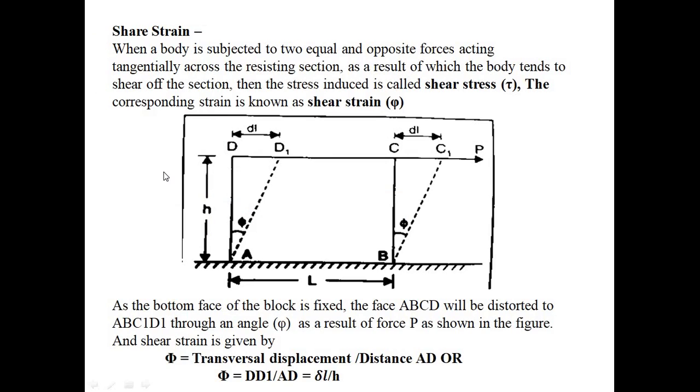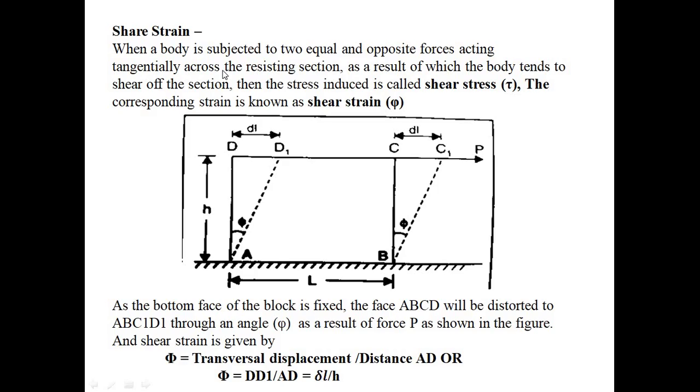Now, what is meant by shear strain? All of you know we have seen what is meant by shear stress. I have written a statement here. When a body is subjected to two equal and opposite forces acting tangentially across the resisting section, as a result of which the body tends to shear off this section, then the stress induced is called shear stress, and the corresponding strain is known as shear strain.